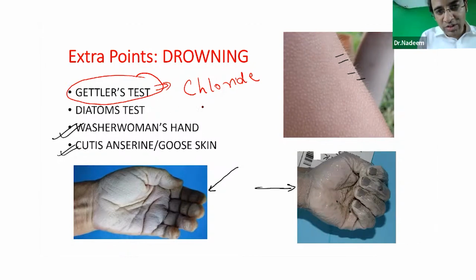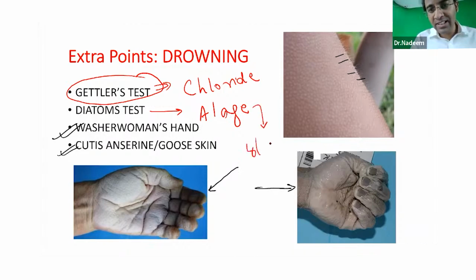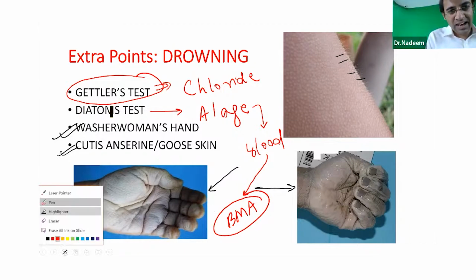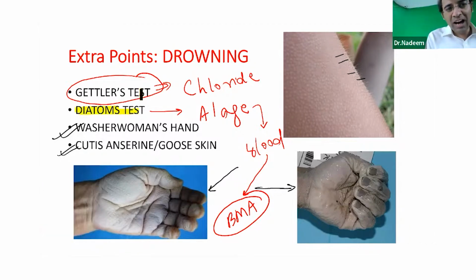Diatoms, what are these? Unicellular algae, which are found in water. After drowning, they mix in the blood, and this can go into the blood circulation even after many years. If you do a post-mortem examination and a bone marrow aspiration, and you can find diatoms, which are algae, it means this was a case of drowning. Gettler's test and the diatoms test are repeatedly asked questions in MCI. These two are related to drowning.